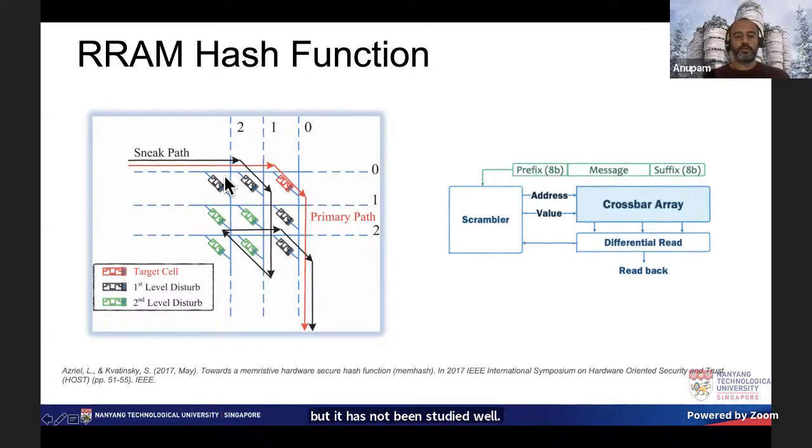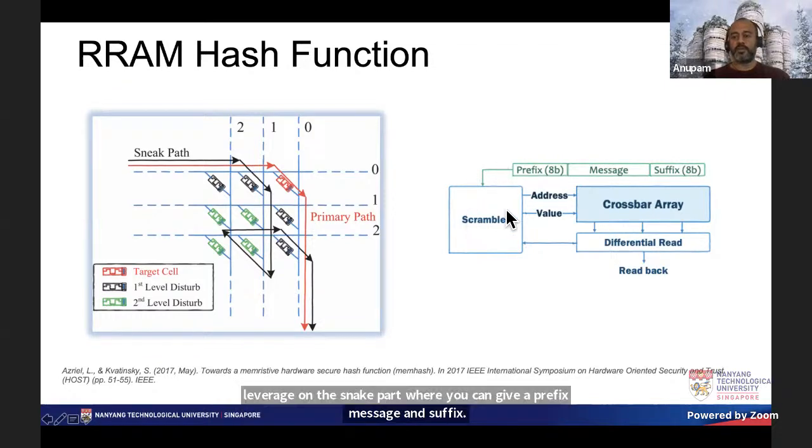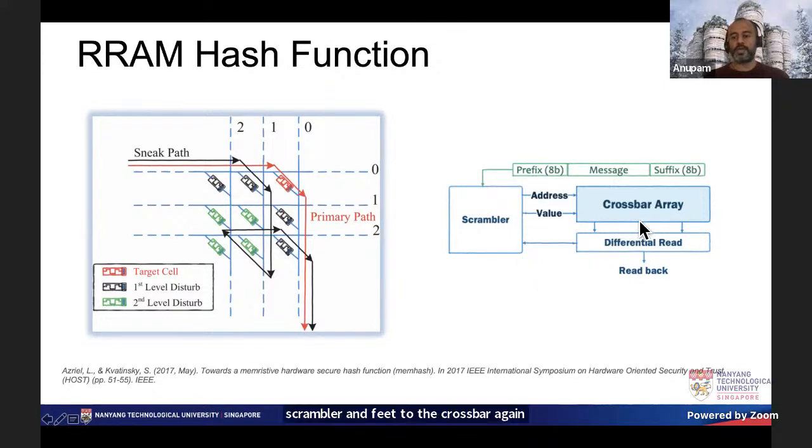In this particular construction, they also leveraged the SNCC path, where you can give a prefix, message, and suffix, which goes through a scrambler, and sends the address and value. From the crossbar, you do a differential read over the SNCC path, get back to the scrambler, and feed to the crossbar again. With this loop, you repeat multiple times, and you finally get a hash construction.